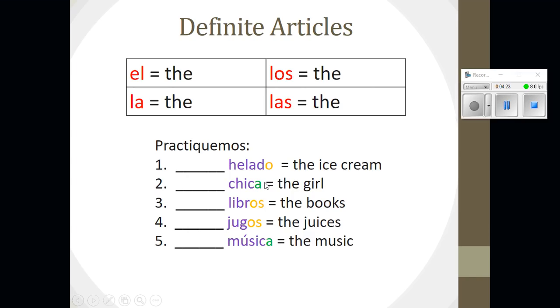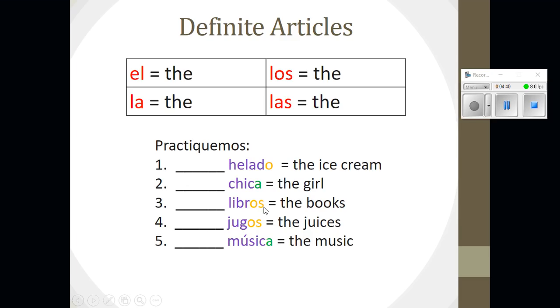Número dos, chica ends in an A. It does not have an S. It's not plural, so we need a definite article that is feminine and singular. La would be the correct choice here, so la chica means the girl.